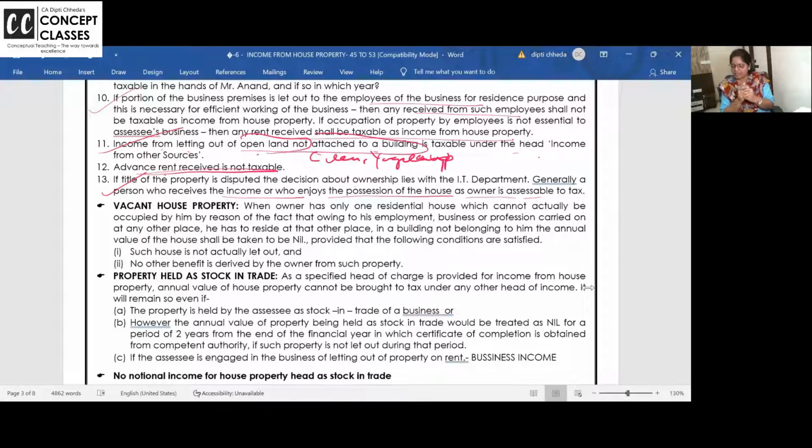Sarita and others, is this point clear to you? 11th point, it's an open plot. There is no building there. So open plot rental income is going to be taxable under income from other sources. Okay? Right.